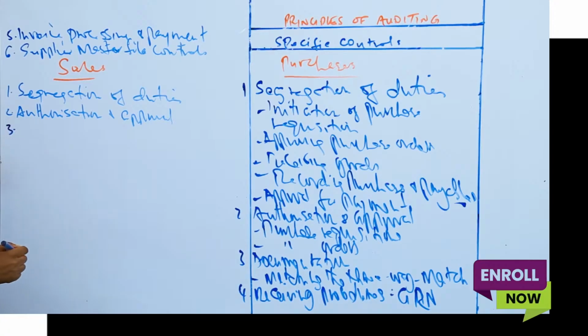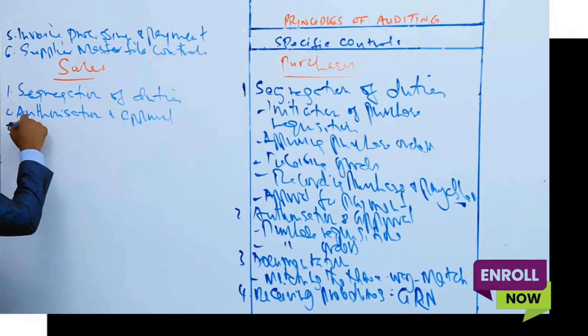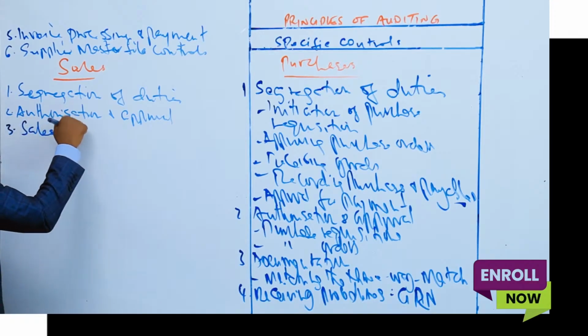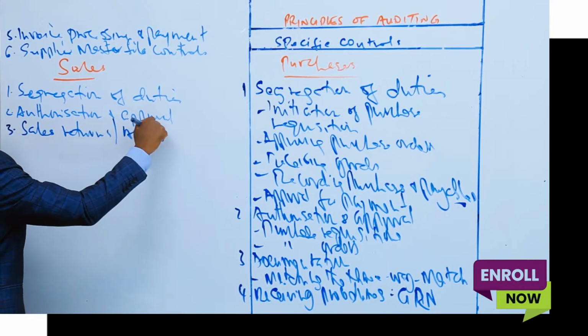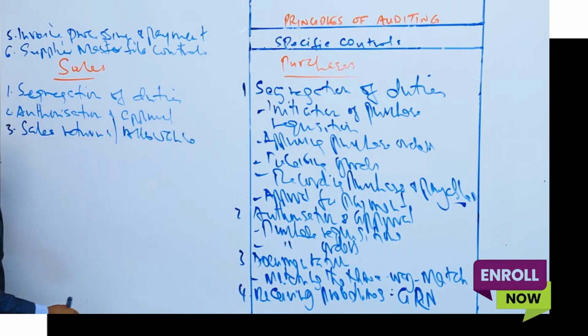Number 3, we have sales returns and allowances. That requires proper authorization. There ought to be proper authorization for all sales returns or allowances to prevent fictitious returns or unauthorized write-offs.